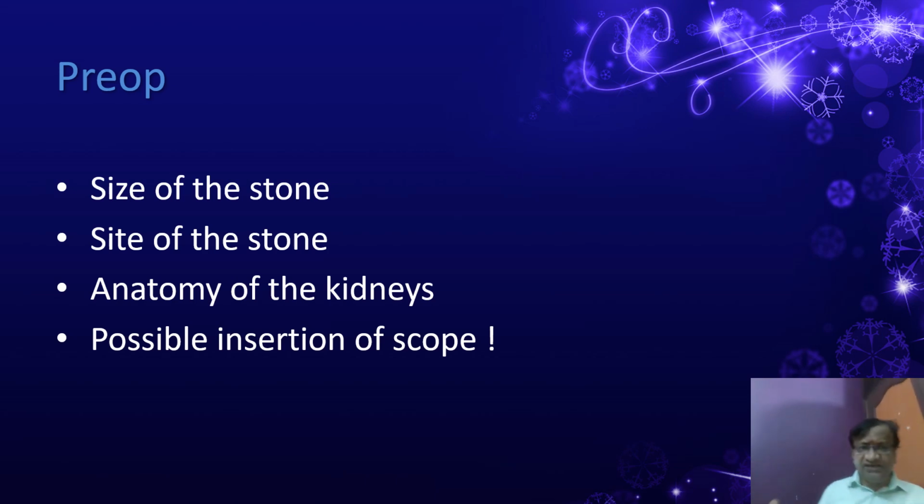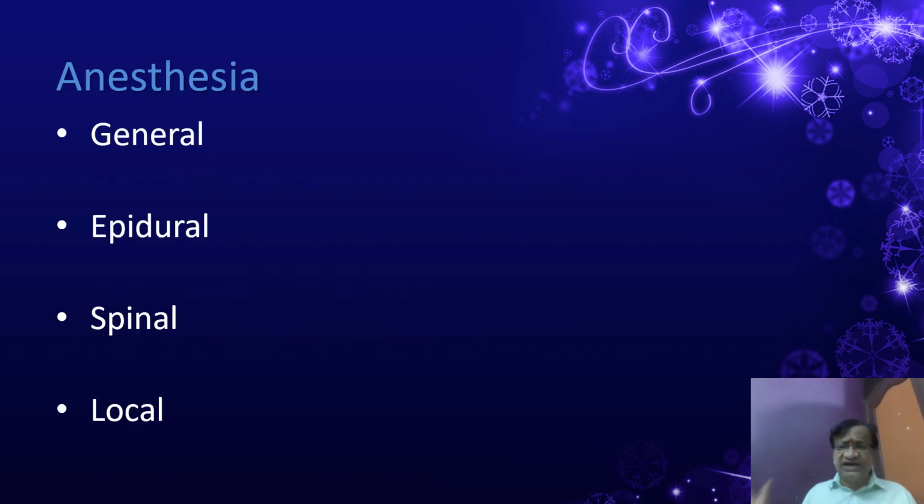The size of the stone is quite big. Size of the stone, lower pole, upper pole, anatomy of the kidney, where we are going to insert the scope, below the ribs or above the ribs, all these to be discussed with the surgeon. There are a lot of anesthesia techniques. Now we know preoperatively what our focus should be: where is the site of incision, where is the site of stone, is it a normal kidney, is there any deranged renal function, is there any sepsis, hemoglobin, and what are the electrolytes. These things have to be focused on rather than routine cardiac, neuro, nephro. So these things to be focused.